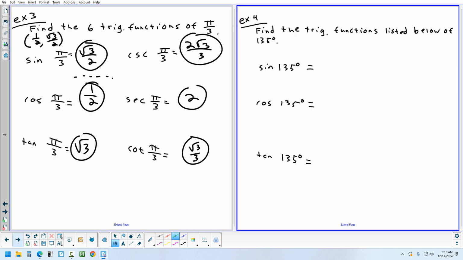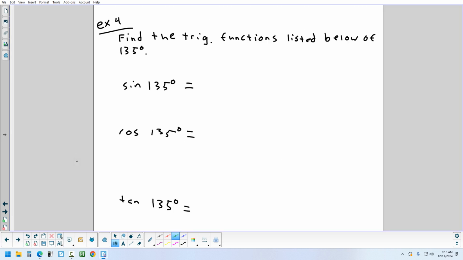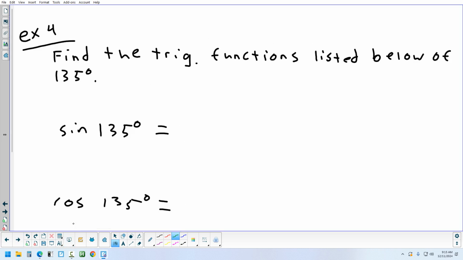Okay, let's try the trig functions of 135. When the angle is not 0, 90, 180, or 270, you have to figure out if it's a multiple of 30 or 45. Well, I'll give you a hint. A multiple of 30 never ends in a 5. So that kind of gives it away which one this is.